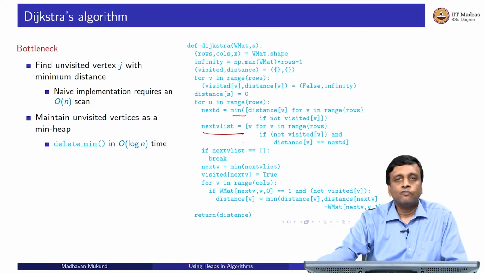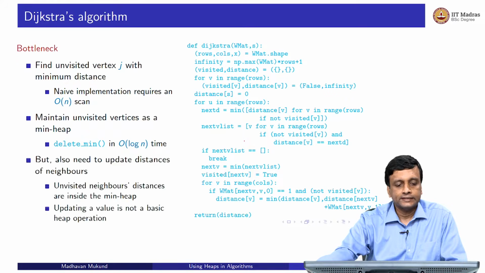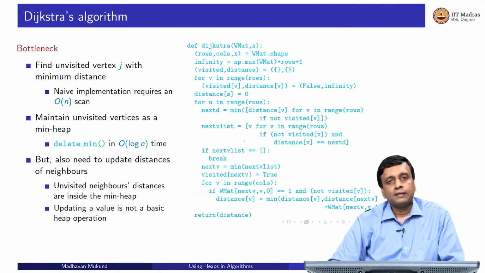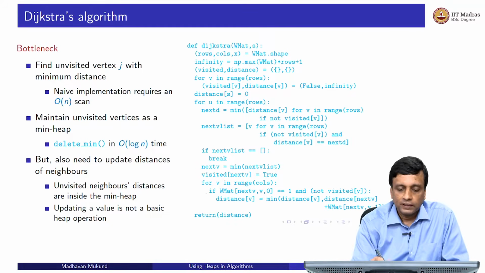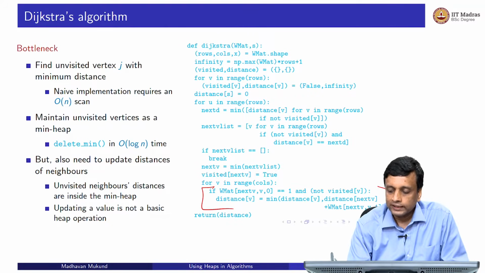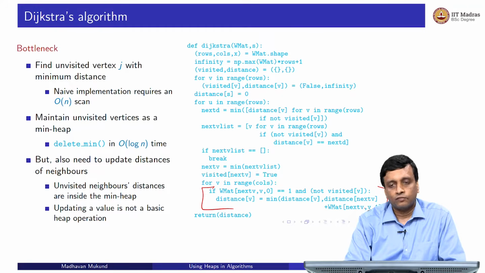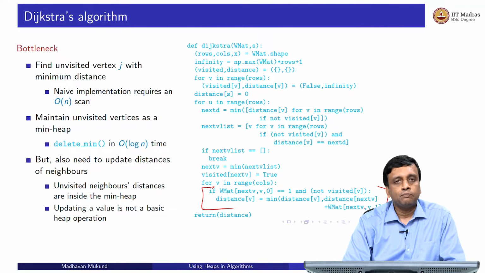So therefore, if we do this n times, we will have an n log n cost for finding the next vertex over our n iterations. But there is still one bottleneck, which is this part. The bottleneck is not so much to do with the complexity of the loop here, but the fact that we have to do something on the heap which we have not described how to do.